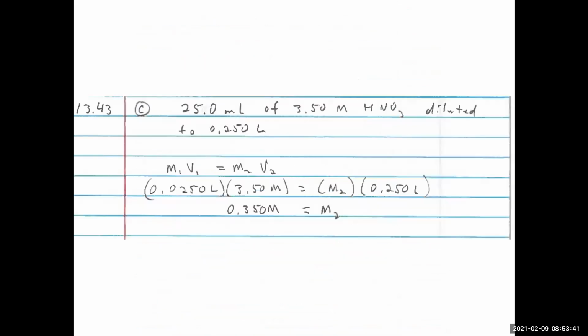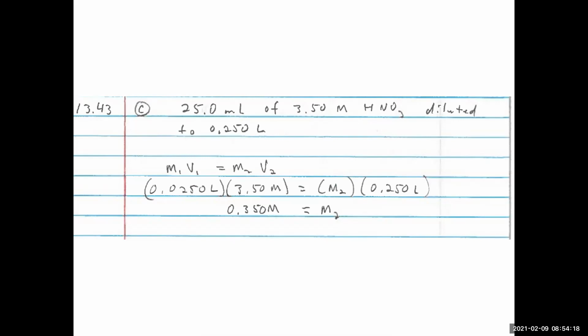Okay, one more part here. This should bring back memories of Gen Chem lab last semester. 25 mils of a 3.5 molar nitric acid solution is diluted to 0.25 liters. What is the molarity of the new solution? This was our old friend M1V1 equals M2V2. So our first solution is 0.0250 liters, remembering we're converting it to liters.